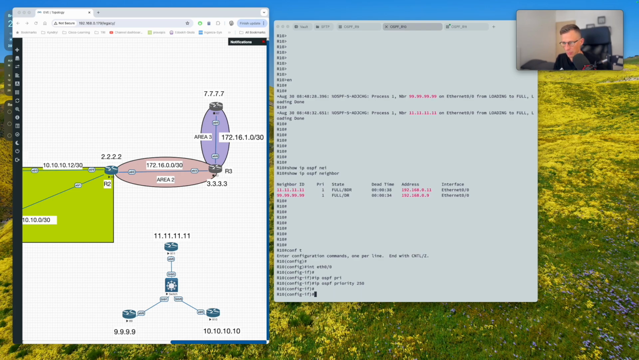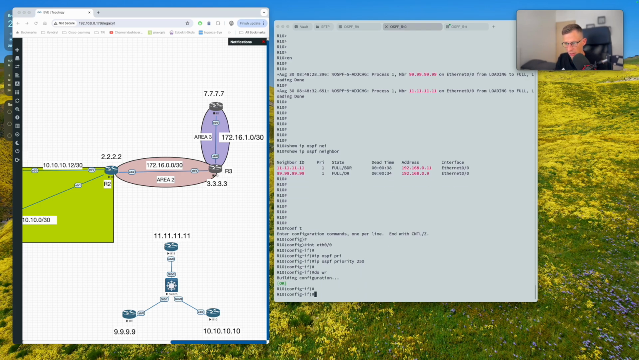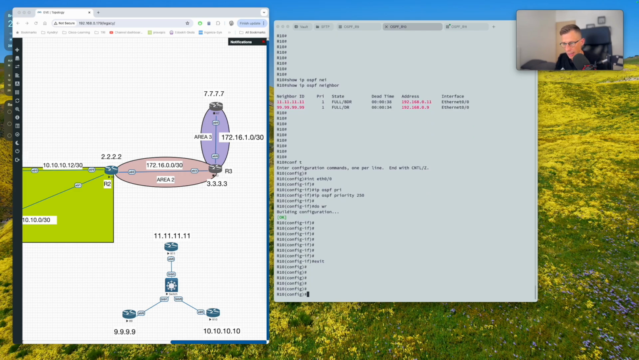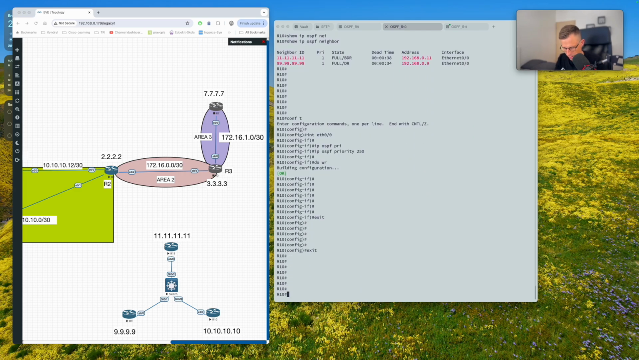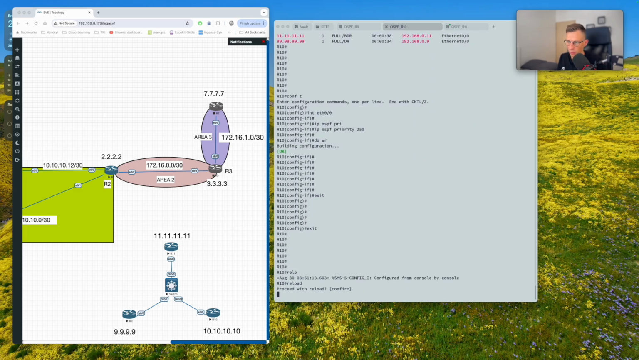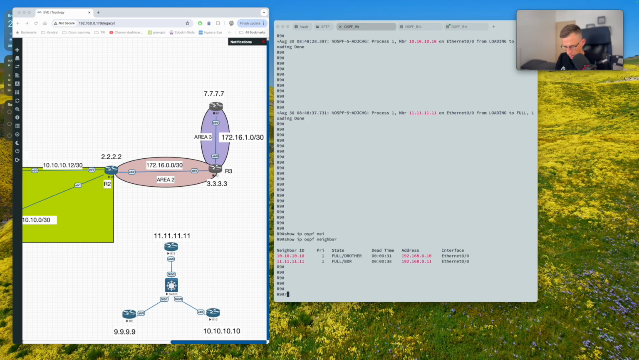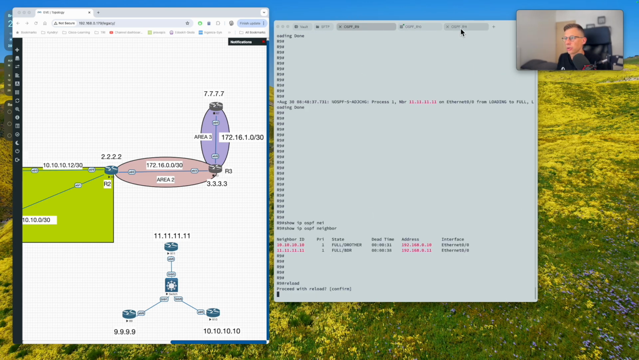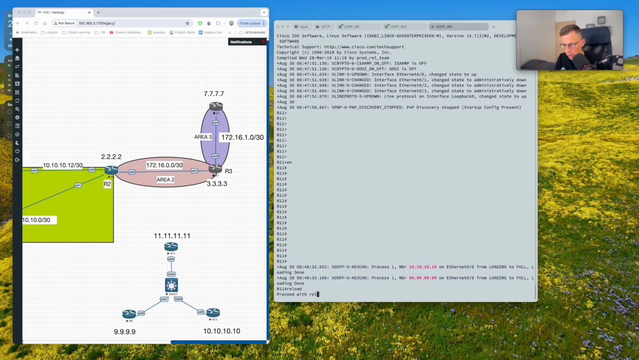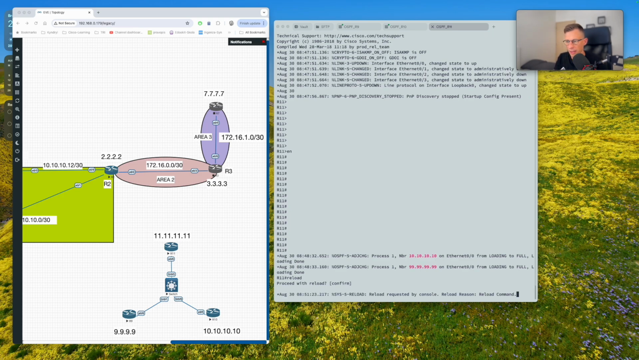So ip ospf priority 250, and I'll do write memory just to save the config. And again, the best way is a quick reload here in the lab to make sure the OSPF process starts again.